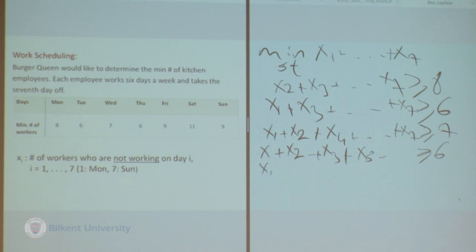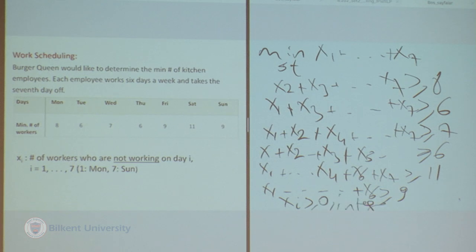Friday, x1 up to x4. I'm not having x5, that's their day off. x6 and x7 is at least 11. And finally, Sunday, everybody up until x6 should be 9. Then you're supposed to write xi positive and integer.